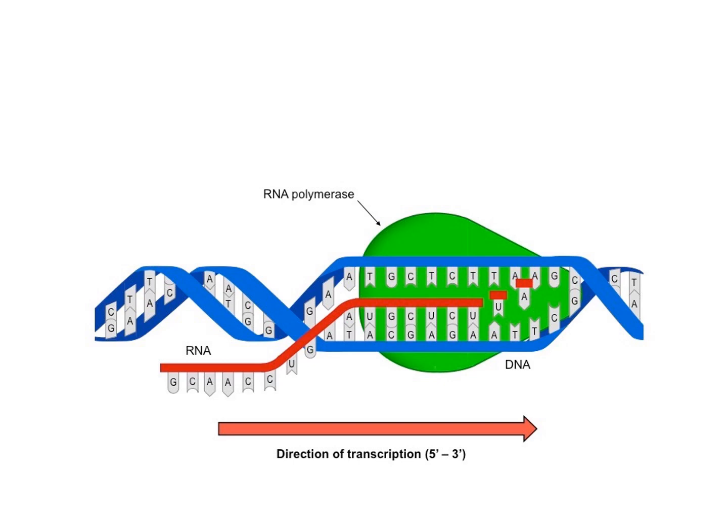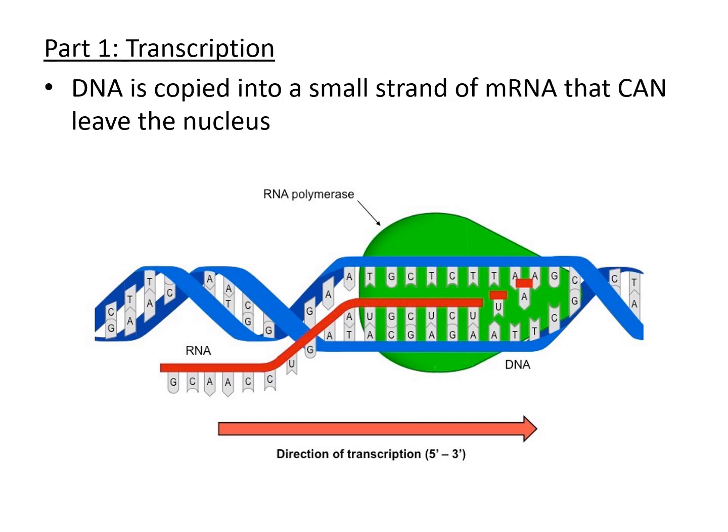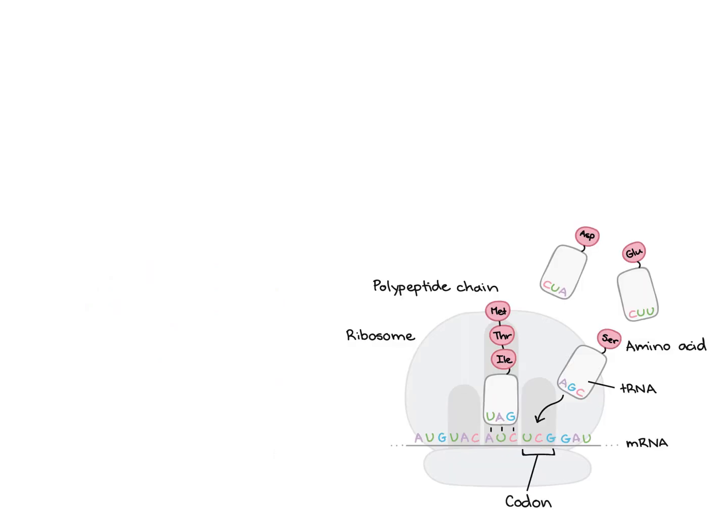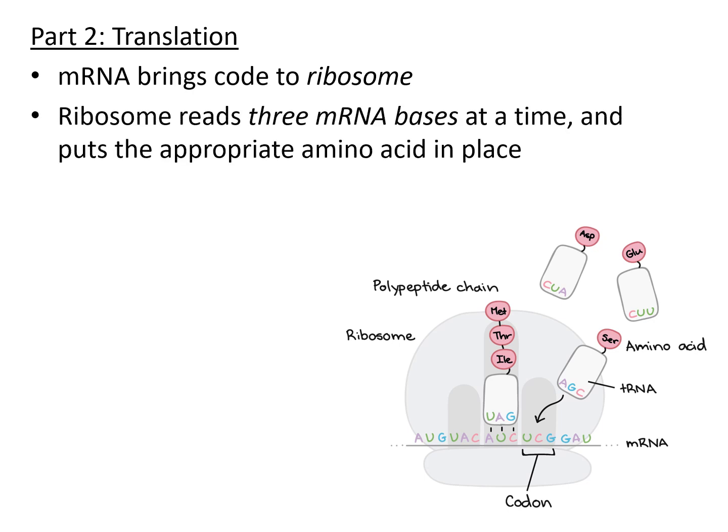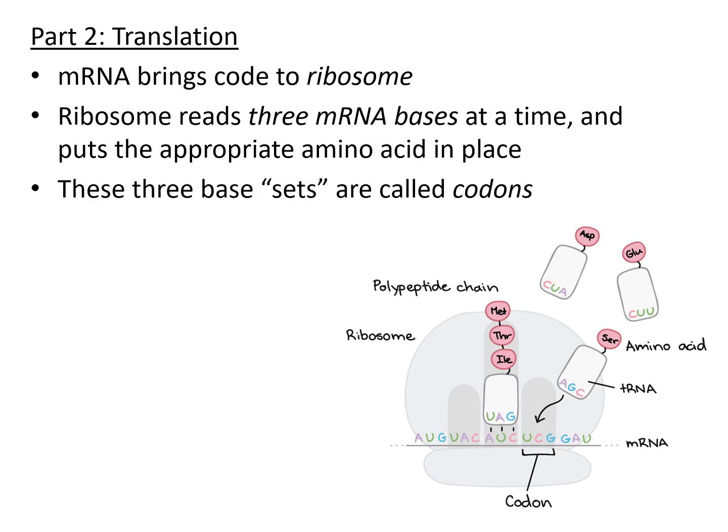Now, we're going to kind of skip over this little part, but I don't want you to focus too much on it. DNA is copied into a small strand of RNA. Now, translation is where mRNA brings code to ribosomes. As we mentioned before, ribosomes read 3 mRNA bases at a time and put an appropriate amino acid in place. And these 3 base sets are called codons.